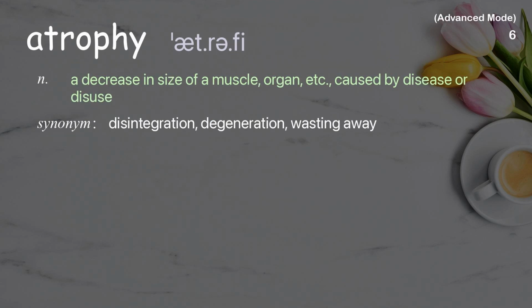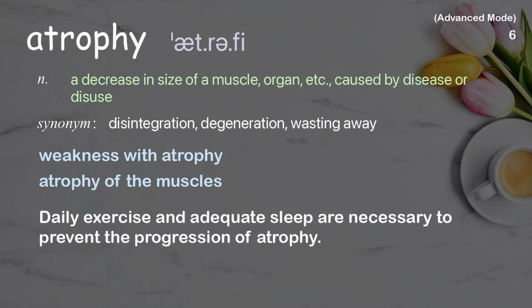Atrophy. A decrease in size of a muscle, organ, etc., caused by disease or disuse. Examples: weakness with atrophy, atrophy of the muscles. Daily exercise and adequate sleep are necessary to prevent the progression of atrophy.